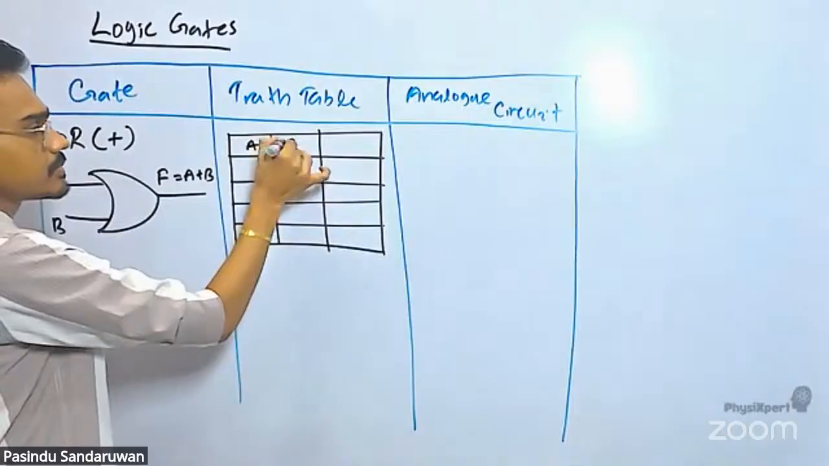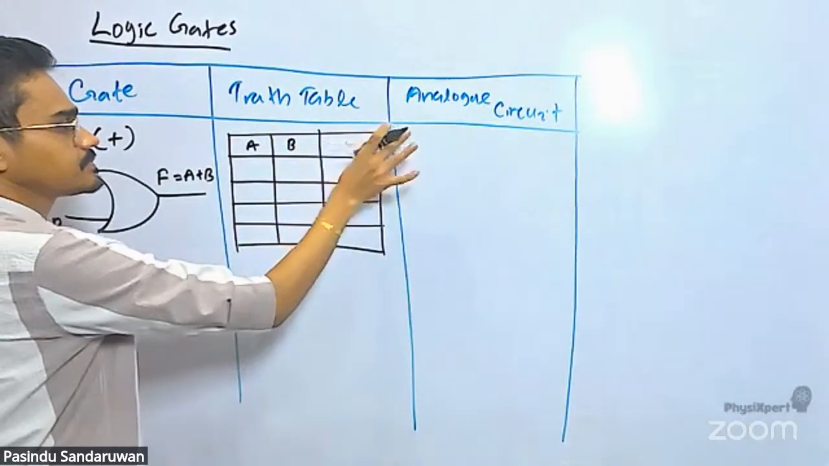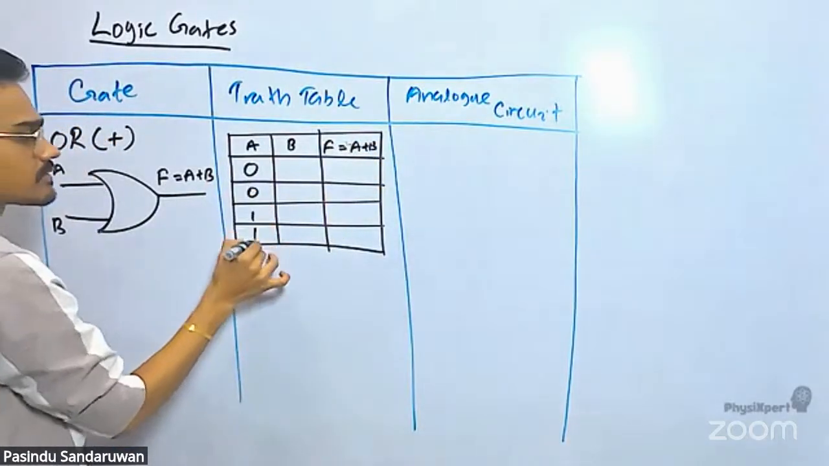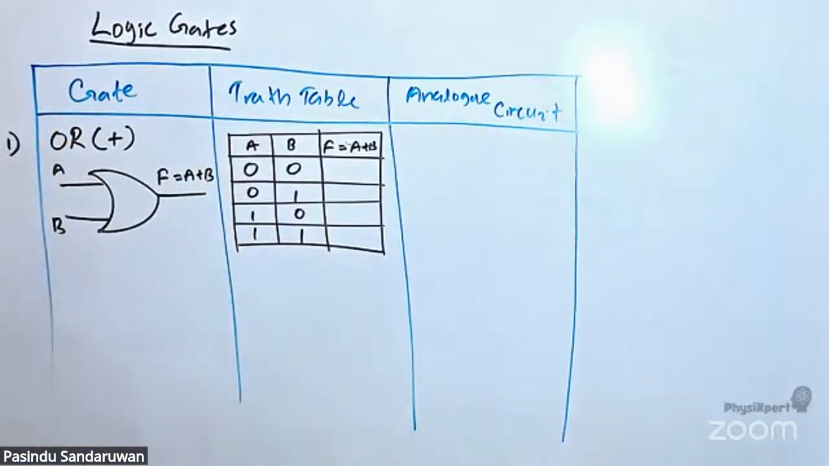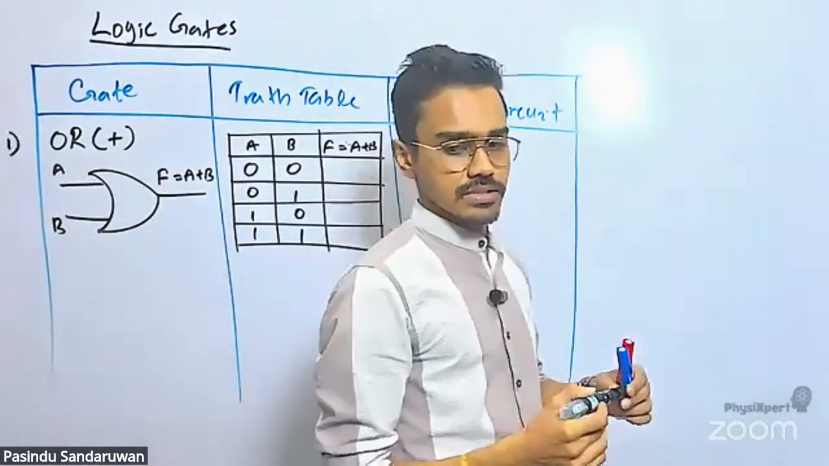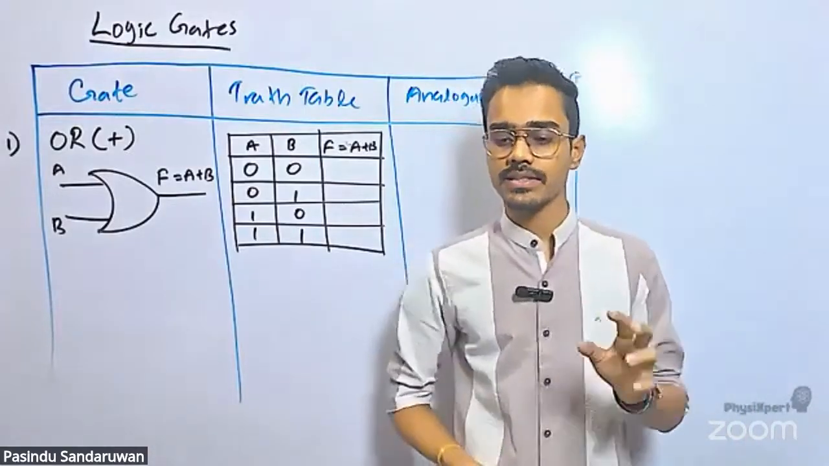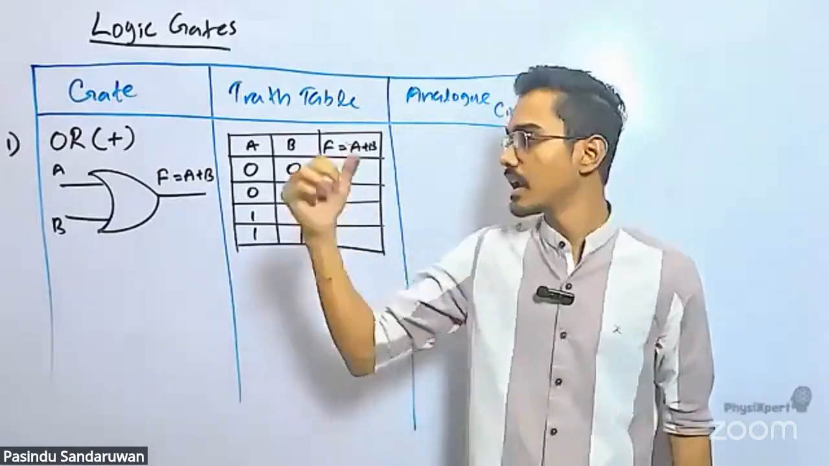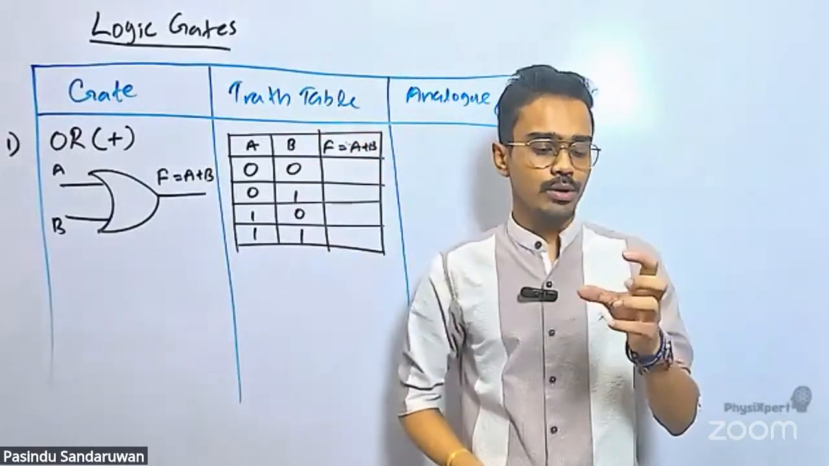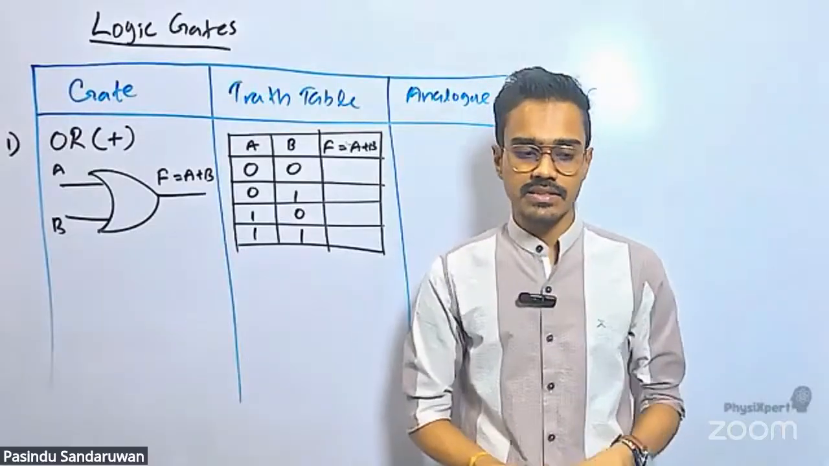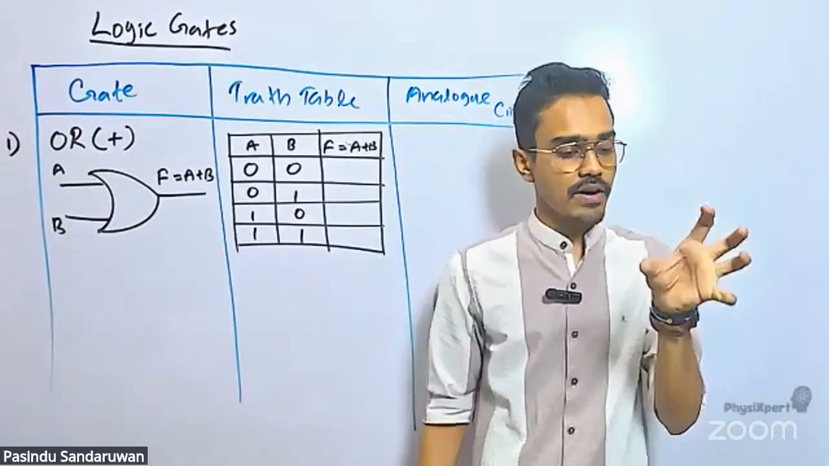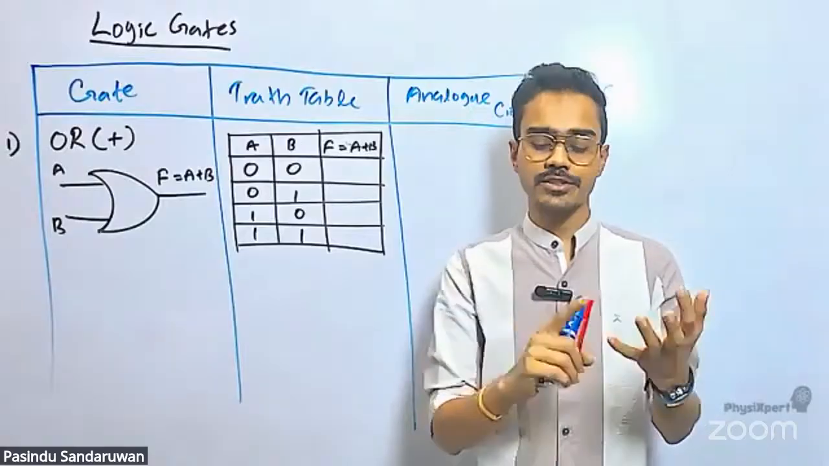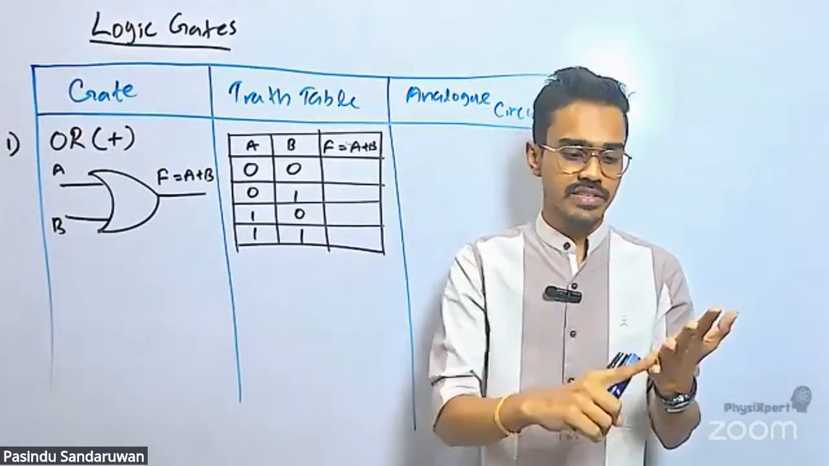Right? A, B. Now F is A plus B. Output equals A plus B. Then 0, 0, 1, 1, 0, 1, 0, 1. Fill this. And analog circuit means, listen and give it a try. Analog circuit means consider A and B as switches, and the output as a bulb. And you are going to represent the function of this OR gate using our analog electronic instruments: switches, bulbs and batteries.